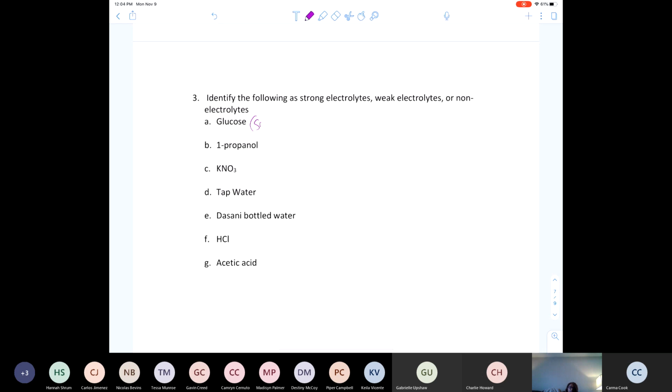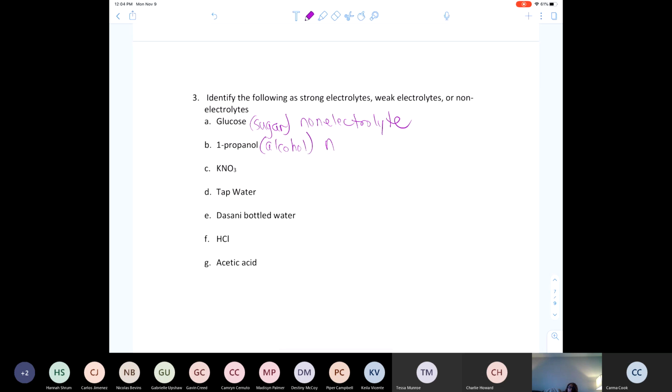Well, glucose is a sugar. So what would it be? Will it be able to conduct an electrical current? No, and it will be soluble. Correct. It is soluble in water, but it doesn't produce any ions in solution, so that will make it a non-electrolyte. 1-propanol is an alcohol.